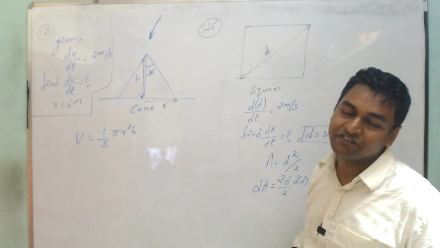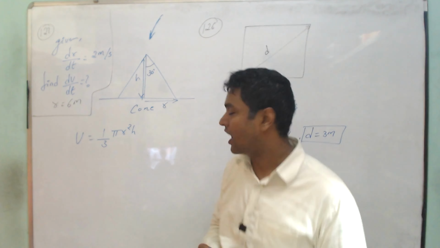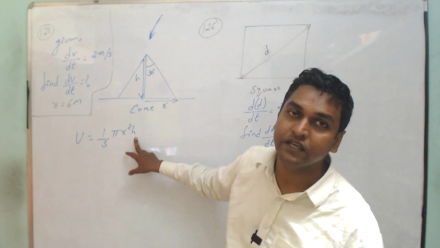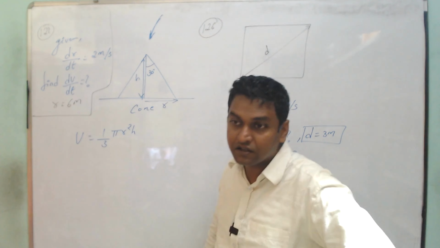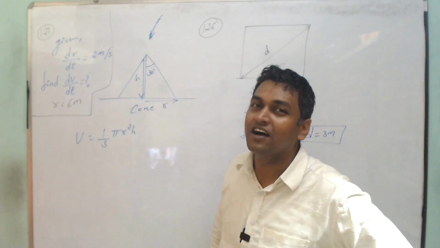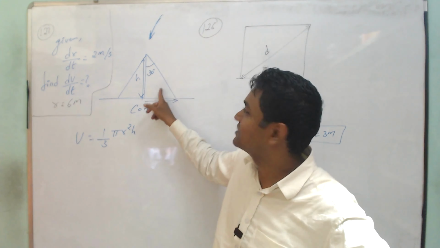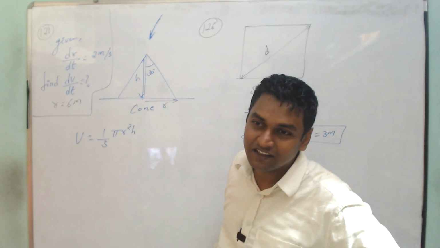So understand one thing: here you have R and H also. But in the question only dr by dt is given, that is for R, so we have to find H. Then how will we find H? How will I find H from this 30 degree? Because the angle is given.